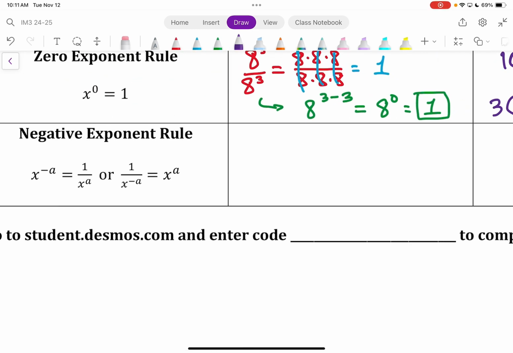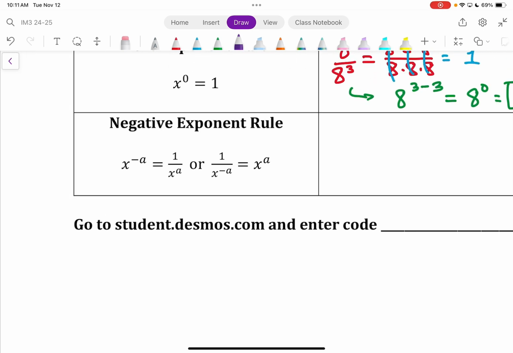Negative exponent rule. X raised to the negative a power is equal to 1 over x to the a power. Or 1 over x to the negative a is equal to x to the positive a. How does this work?